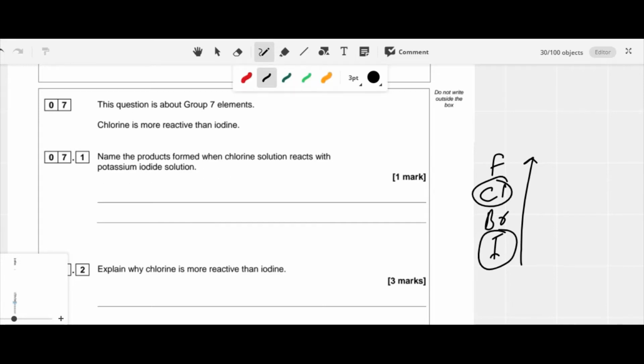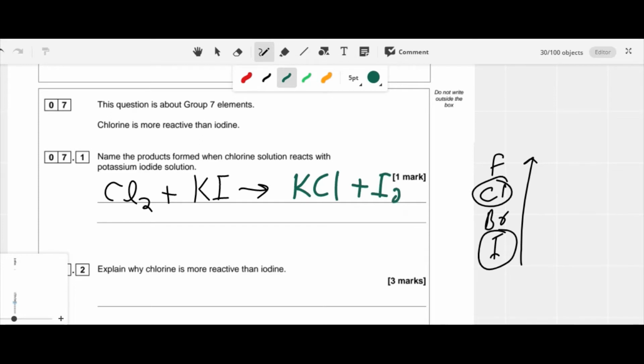Name the product formed when chlorine solution reacts with potassium iodide. So for example, Cl2 reacts with KI, and it will form what? Since chlorine is more reactive than iodine, chlorine has the ability to displace the iodine, so it will form potassium chloride, and iodine will be eliminated from potassium iodide. Now balance it. So the products are potassium chloride and iodine.